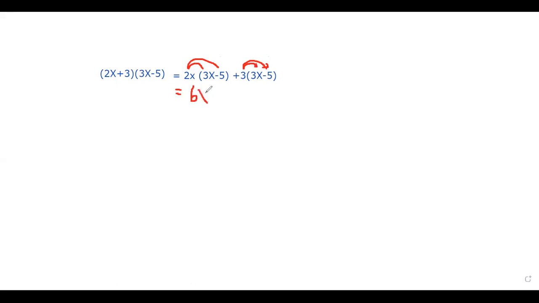So the answer, 2 times 3, it will be 6x to the power of 2, minus 2x times 5, it will be negative 10x, plus 3 times 3x, it will be 9x, minus 15.